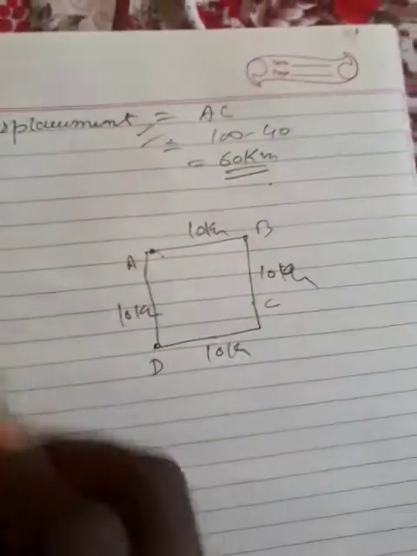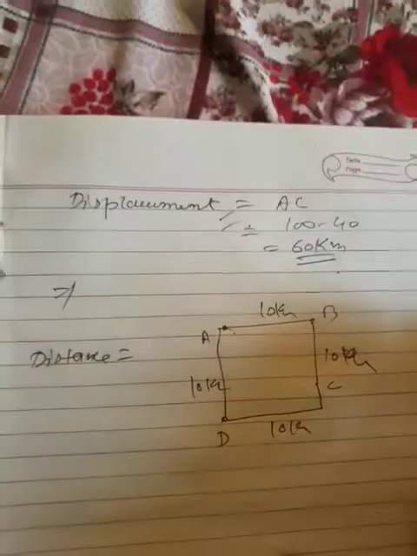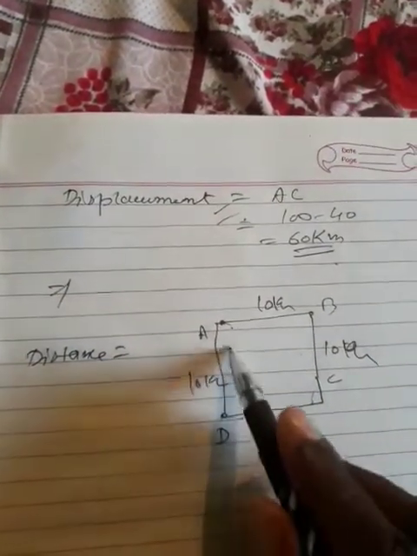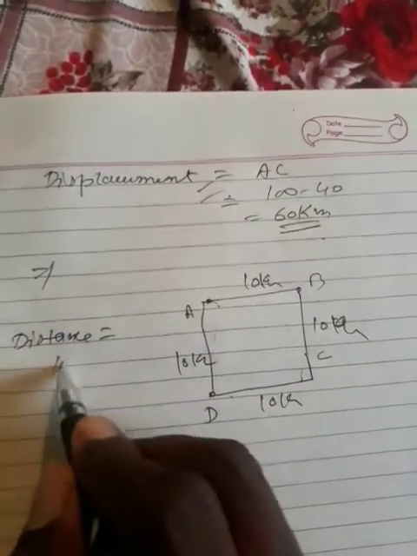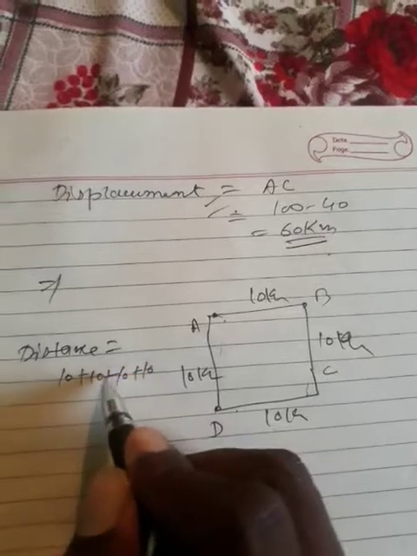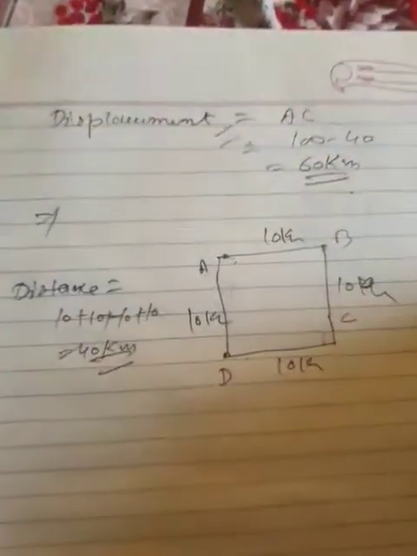In this case, your distance will be equal to the actual path length: 10 plus 10 plus 10 plus 10. So in total we get 40 kilometer. Your distance will be equal to 40 kilometer.